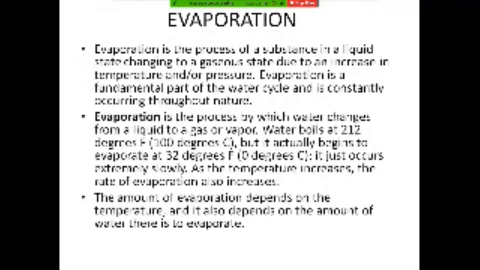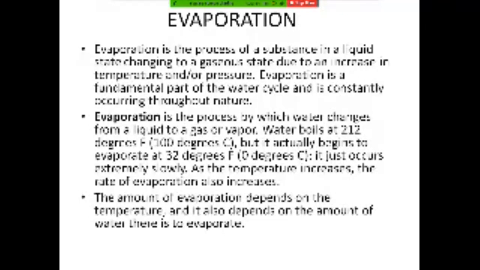And this is a fundamental part. If the evaporation is not there, then there is no water cycle. That's why it is a very important part. When evaporation takes place, then only the remaining processes go on. Evaporation is a process by which water changes from liquid to a gas or vapor. If we keep a bowl with water and make it hot, you observe the water boils. At how many degrees? 100 degrees Celsius.